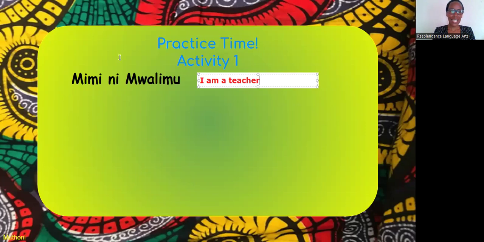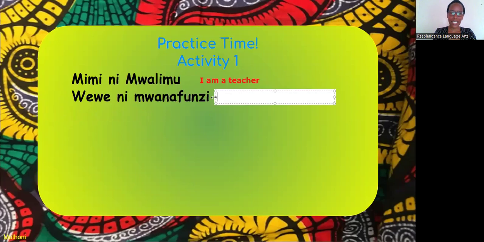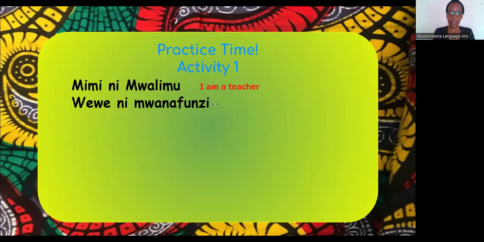Now let us see the next one. The next one is wewe ni mwanafunzi. Wewe ni mwanafunzi. Translate that. See if you get it correct. Yes. Do you remember what mwanafunzi is from our vocabulary list? Mwanafunzi is a learner or a student. So you, and this you is singular, okay? Let me just add it there. You singular, you are a student.